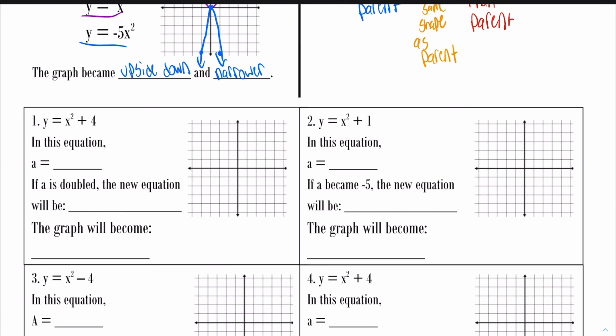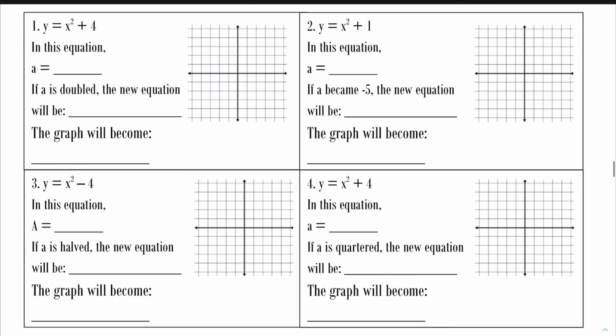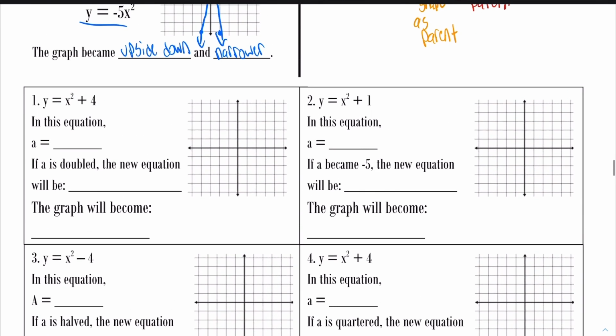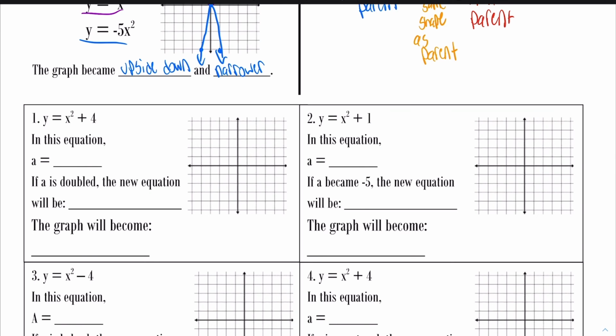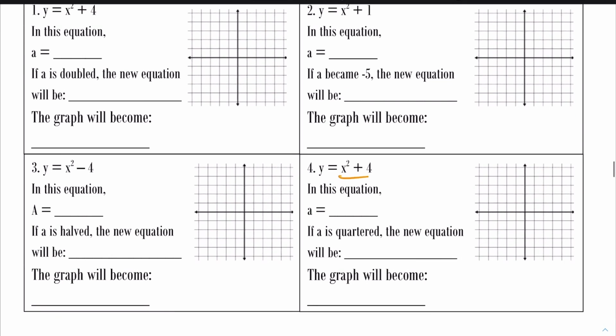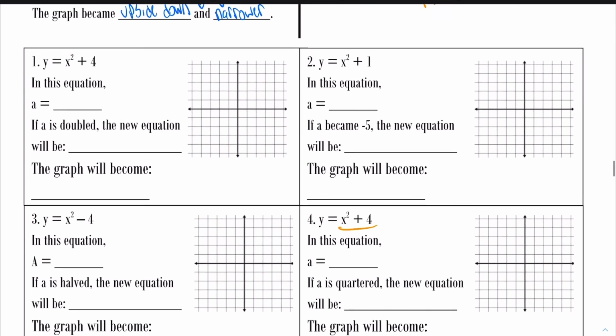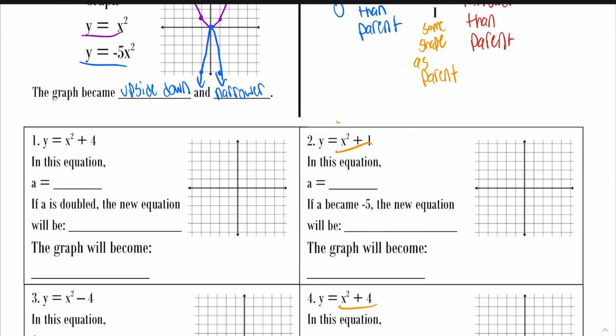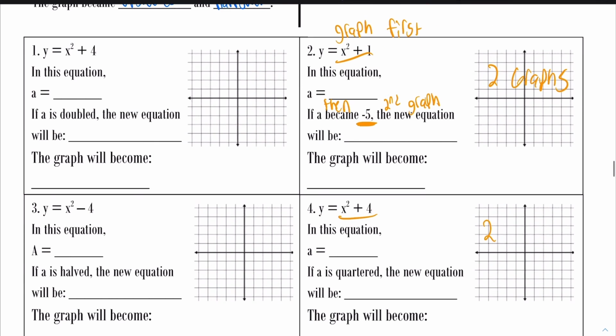I want you to go ahead and explore the changes in a for these 4 questions, but notice that they're not just doing the parent function. In these examples, they're showing that you don't even have to use the parent function. You could start with something else. You're going to graph this first. Then you're going to do this new one. This is going to make a second graph on the same thing. So over here, there should be 2 graphs for each of these questions.